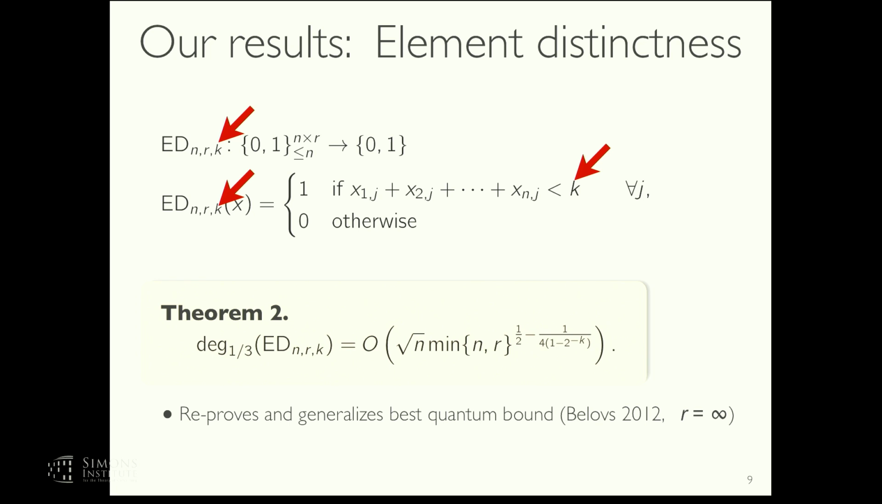Belovs' proof is arguably one of the most advanced proofs in quantum query complexity. And it's based on this beautiful, powerful framework of learning graphs. So he gets the exact same answer using a completely different set of tools. This gives me hope that this is actually in the nature of things. So this is the true answer. But as of today, it's open.